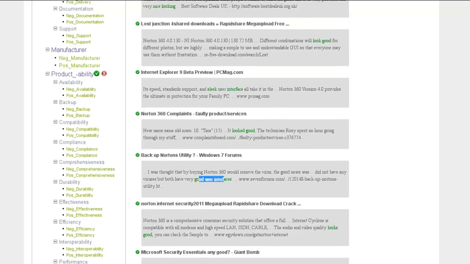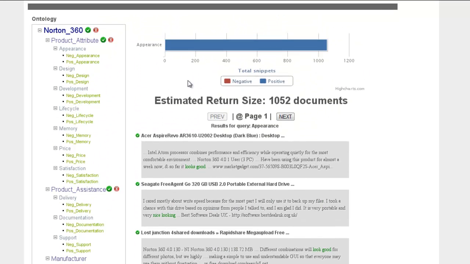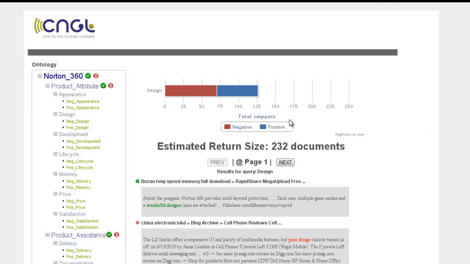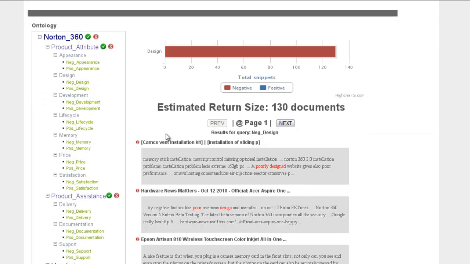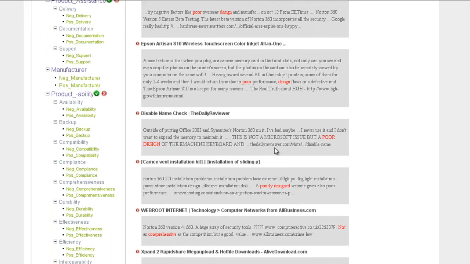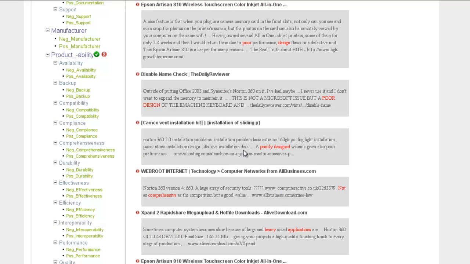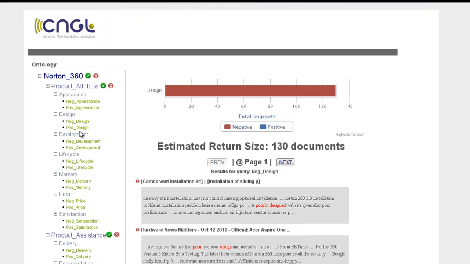And for example, if we want to talk about design, then we also have positive and negatives, and if we want to see just the negative ones, we can find expressions like poorly designed or poor design or not comprehensive, for example.